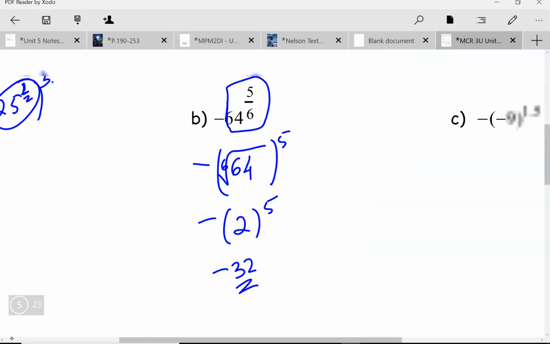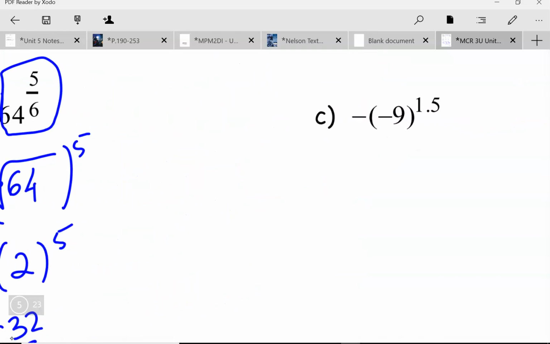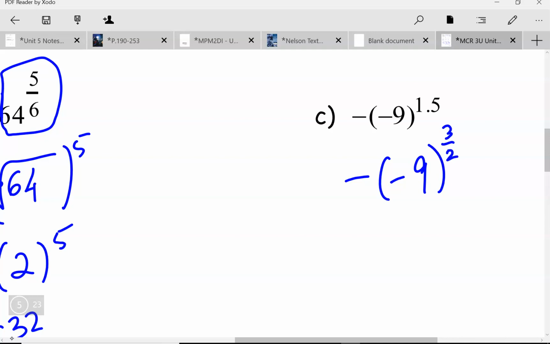So hopefully we're seeing how we're doing these questions. We're going to write this as 3 over 2, so as to be clear. And again, here's one of those weird cases where I'm apparently taking the square root of a negative number.